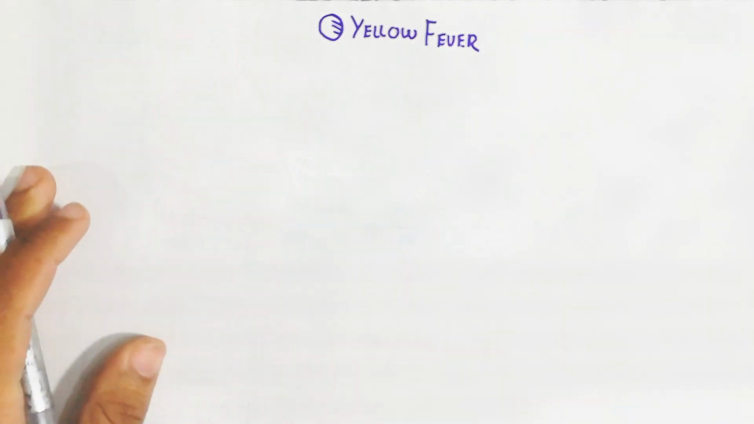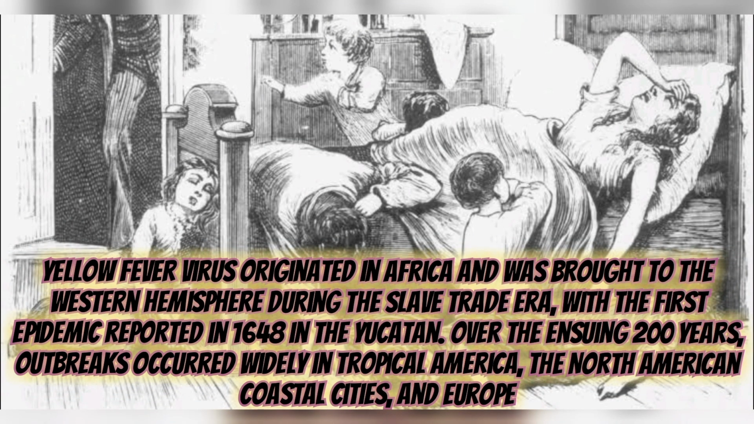So what is this? The yellow fever virus originated in Africa and was brought to the Western Hemisphere during the slave trade era, with the first epidemic reported in 1648 in the Yucatan. Over the ensuing 200 years, outbreaks occurred widely in tropical America, North American coastal cities, and Europe.